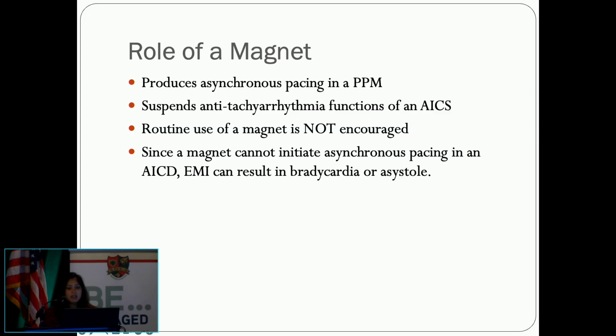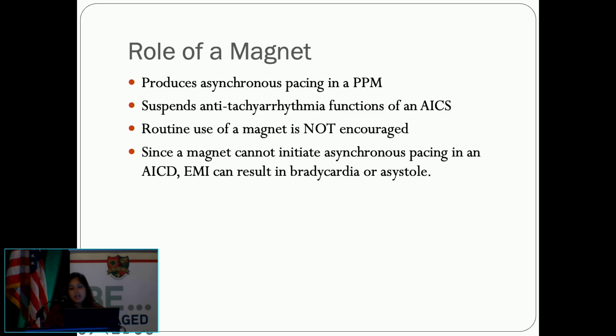So what about a magnet? A magnet is used to suspend anti-tachyarrhythmia functions of an AICD or to produce asynchronous pacing in a permanent pacemaker. But the routine use of a magnet is actually not encouraged. When a magnet is applied to a permanent pacemaker, asynchronous pacing will be initiated no matter what.